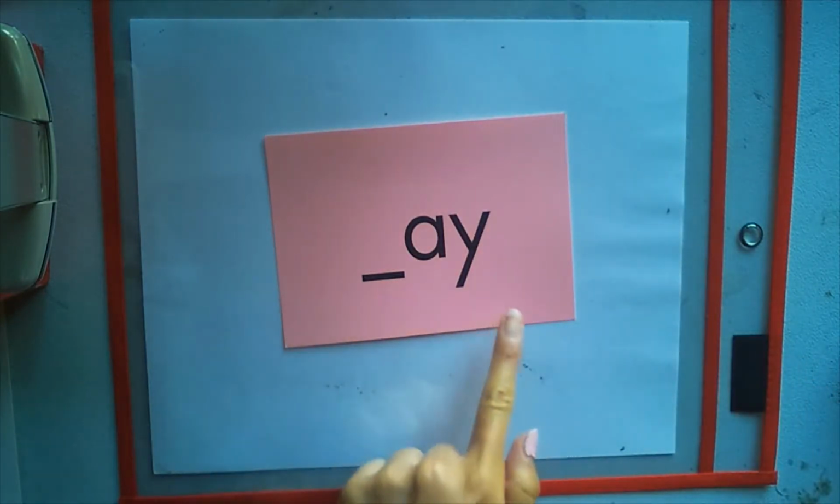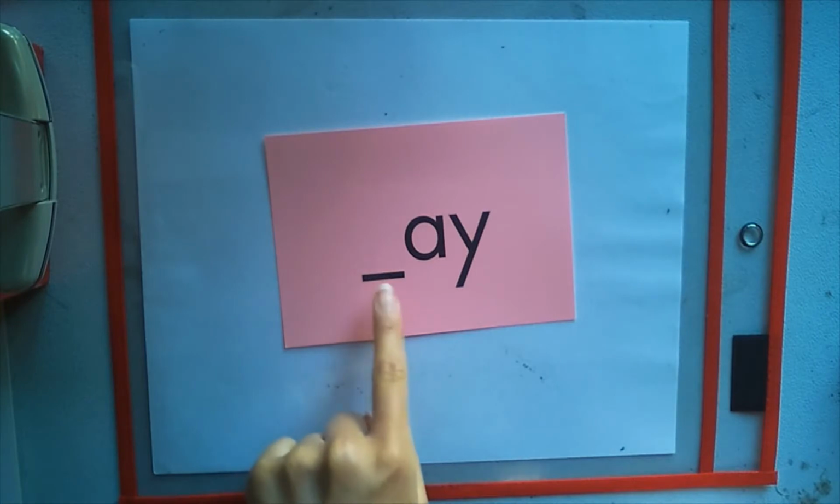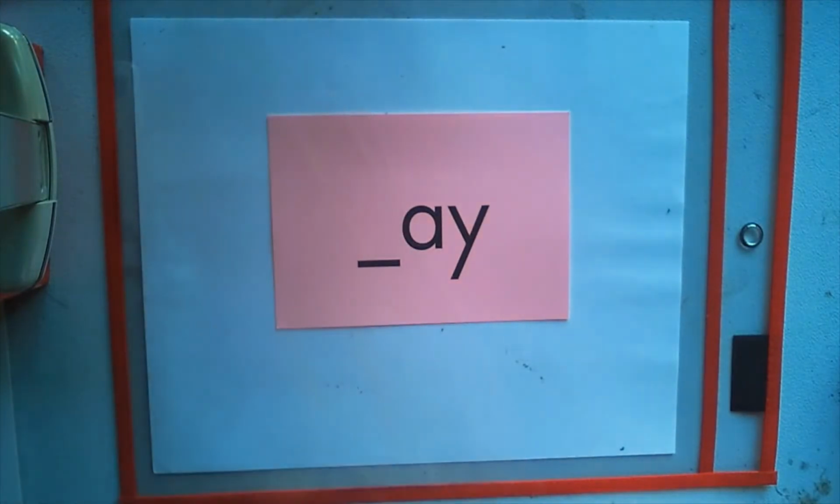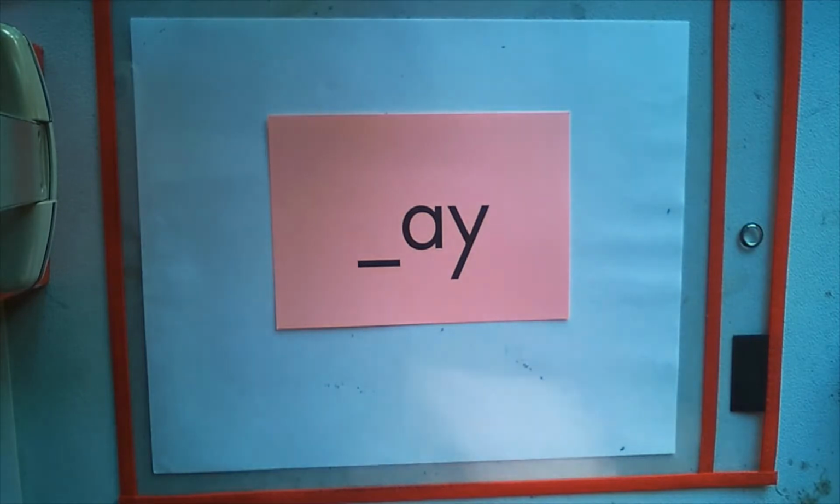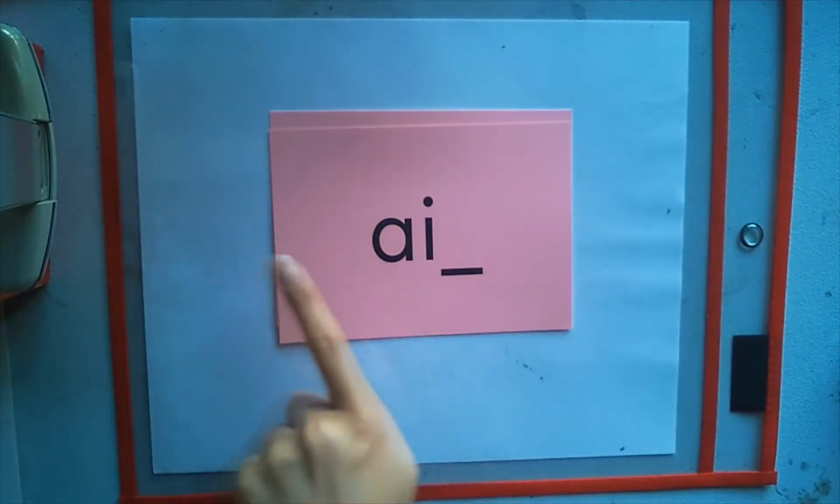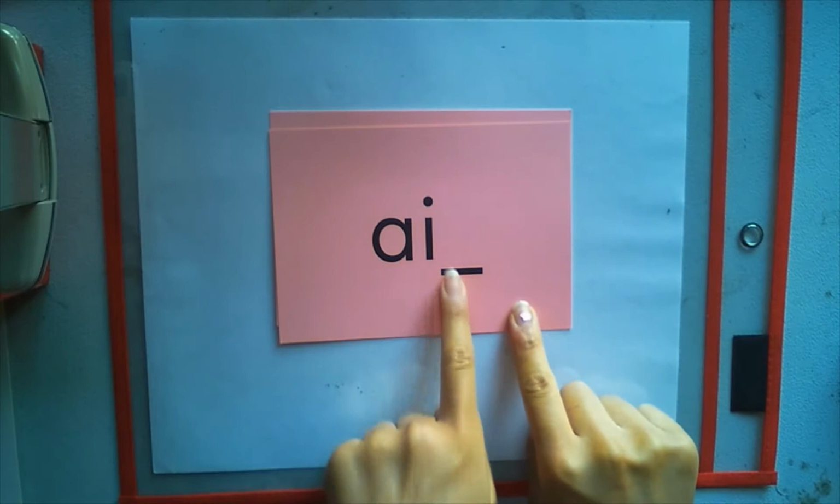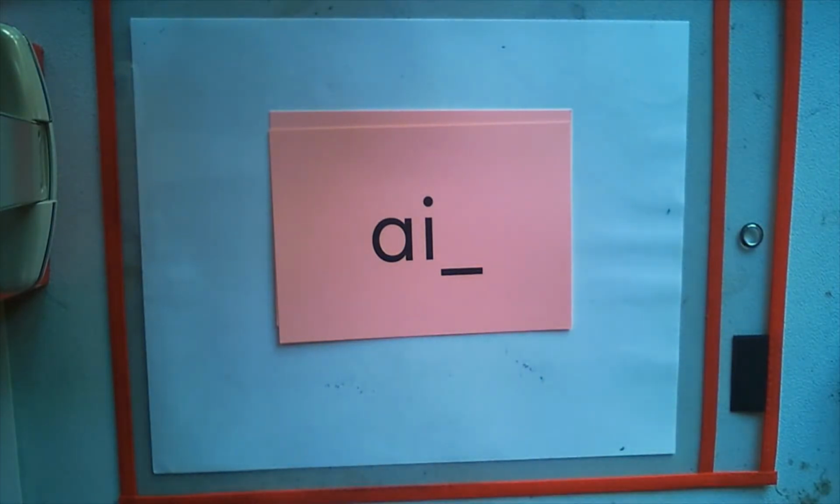Sound A, spelled A-Y. And my friends, if there's a space or a line here, that indicates that there's going to be a consonant right before it, or in that space. Great. Sound again, A. Sound A, this time spelled with an A-I. So we have similar sounds, different spellings. This line indicates there's going to be a consonant. Great. Let's go ahead and now review our older sounds.